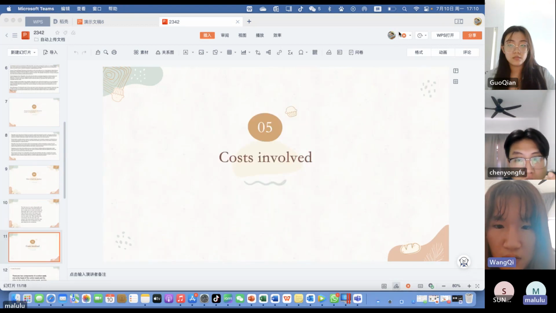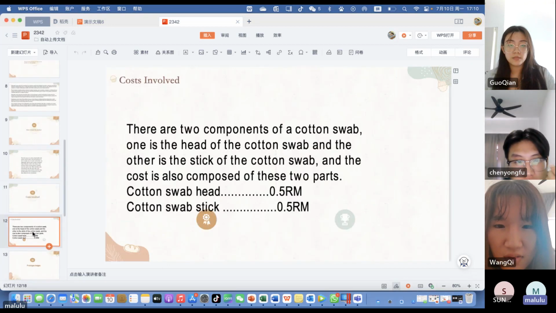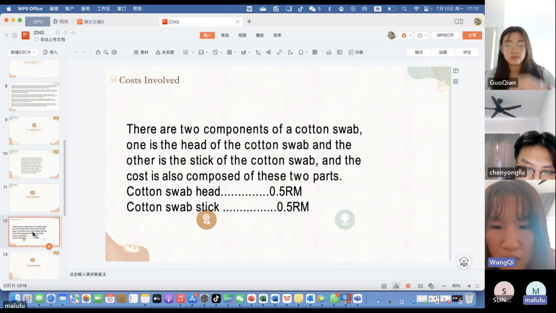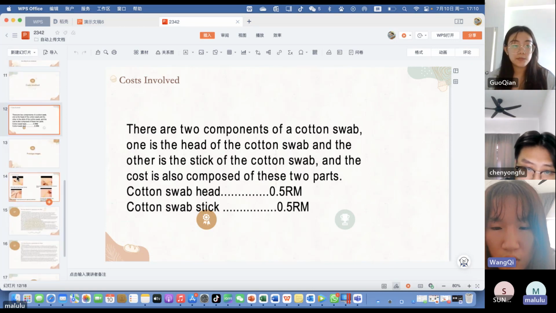The fifth part is the cost involved. There are two components of a cotton swab. One is the head of the cotton swab, and the other is the stick of the cotton swab. And the cost is also composed of these two parts. The first part is the cotton swab head, 0.5 ringgit, and the other part is the cotton swab stick, also 0.5 ringgit.